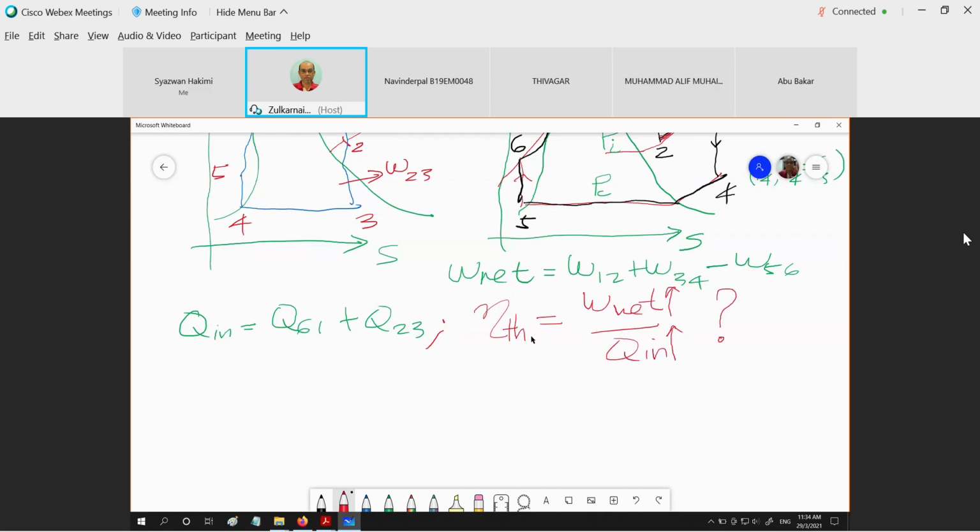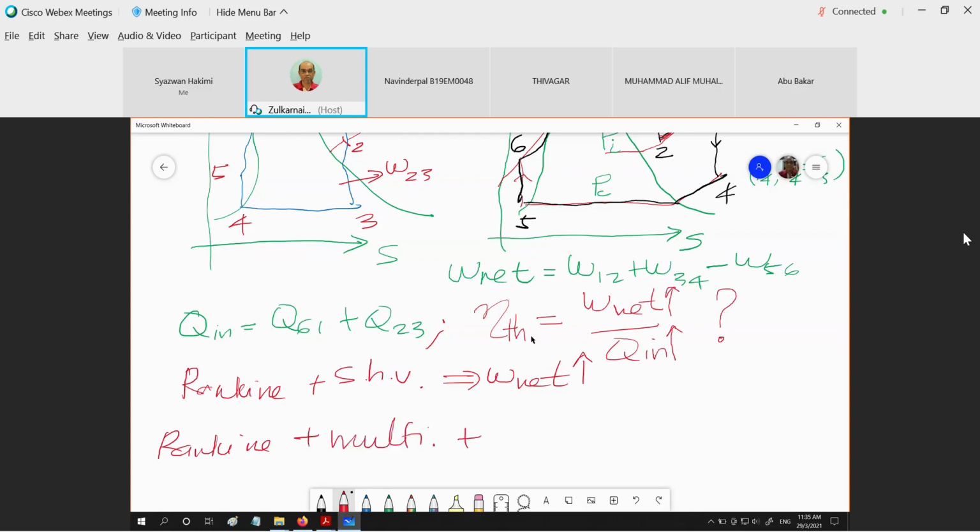So the purpose of Rankine plus superheated vapor is to increase the W net. Rankine plus multistage plus reheat is also to increase the W net. Okay, also to increase the W net.